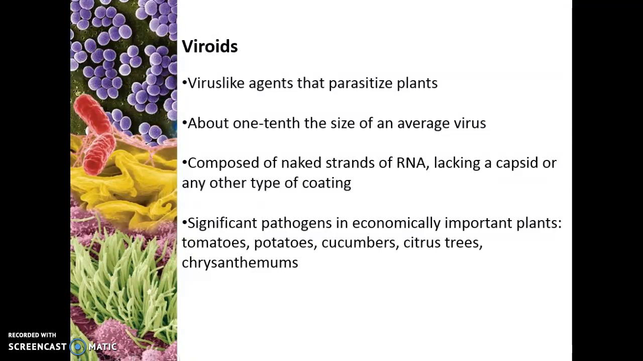And they are significant pathogens to crops. Tomatoes, potatoes, cucumbers, citrus trees, chrysanthemums. So many plants are at risk of contracting these, but the nice thing is that they are specific to the plant. So a viroid that targets tomatoes won't cross over and target potatoes. Right, but viroids, virus-like agents that parasitize plants, and that is what you need to know.